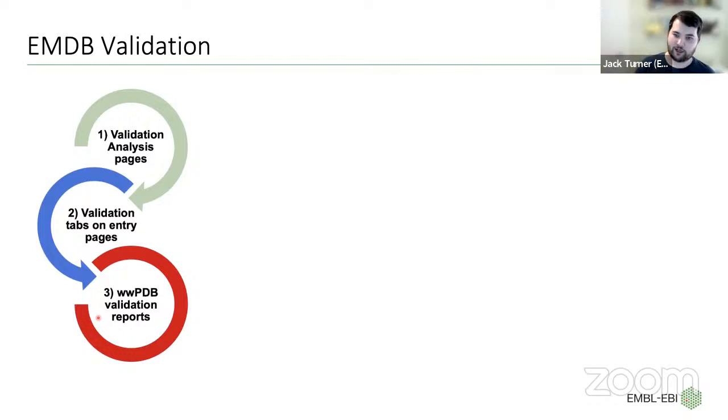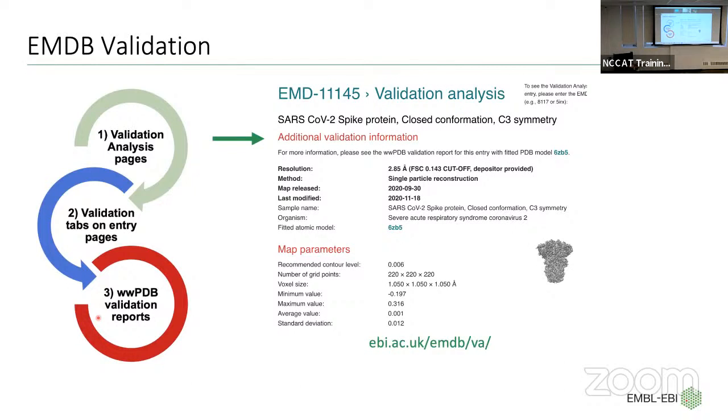And we split these into 3 tiers. So we have the validation analysis pages, validation tabs, and the WWPDB reports. The validation analysis pages, the VA page, can be found here. I'm also going to show you in a minute how to get to these pages on an entry by entry basis. And these validation analysis pages are essentially our sandbox. This is where all of the validation metrics that we add start out. It has our most fully fledged series of validation metrics, and then we use this as a place to test all the validation metrics against every entry in the archive and come up with appropriate ways to present it to the end user.